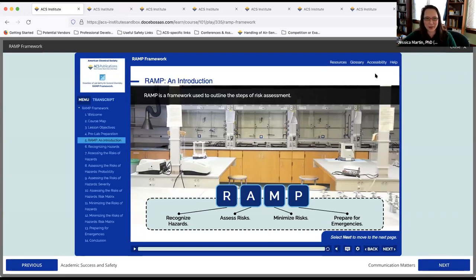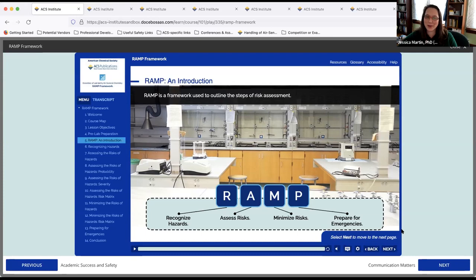more inclusive learning environment. Now, the basis of this course is the RAMP model, developed over time by the dedicated expert membership of the American Chemical Society. RAMP is an approach to considering lab safety from a risk-based perspective. RAMP stands for recognize hazards, assess the risks of those hazards, minimize the risks, and prepare for emergencies.